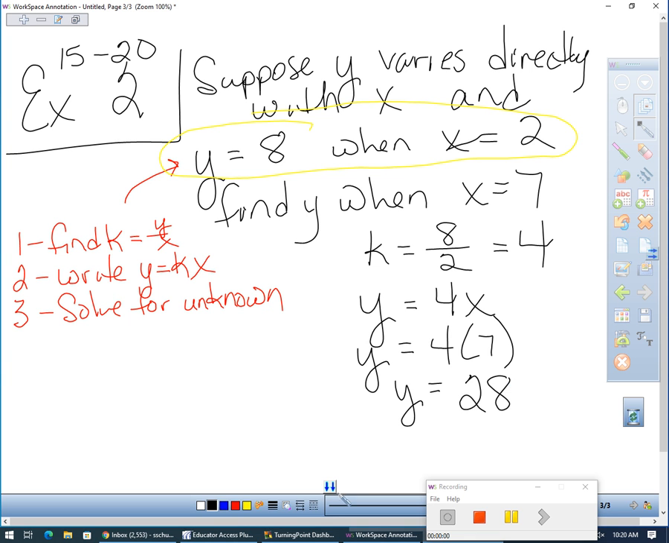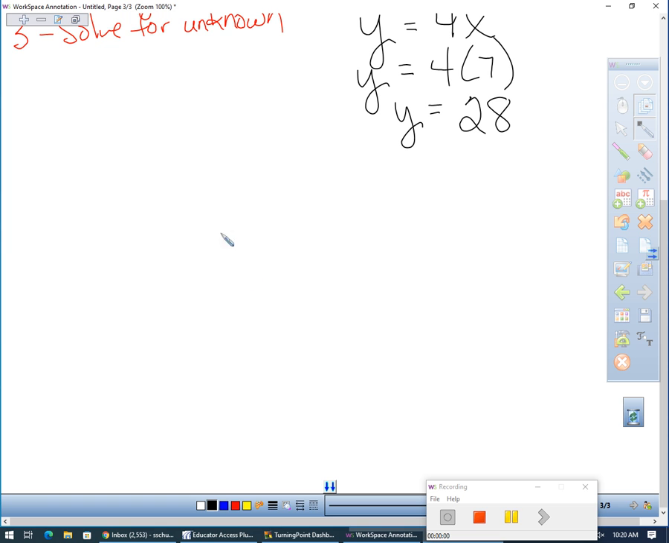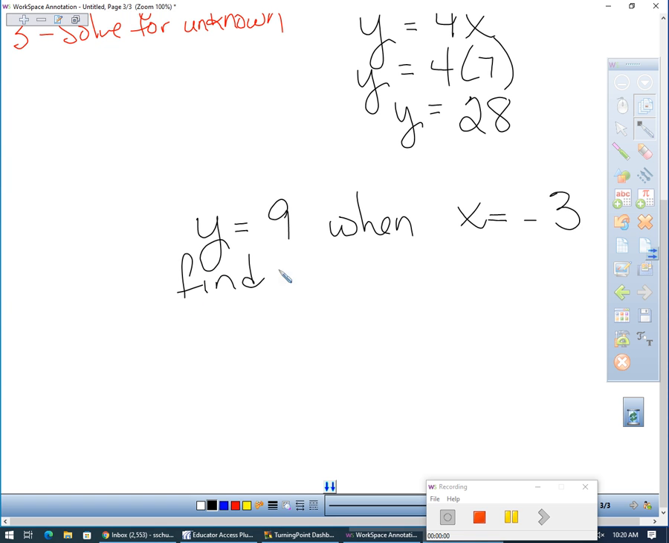Still underneath the same example because it's the same type of thing. How about this time I tell you y equals 9 when x equals negative 3. Find y when x equals 12. So what is the very first thing we're going to do, you guys? K. So we're going to use that top line to find k.